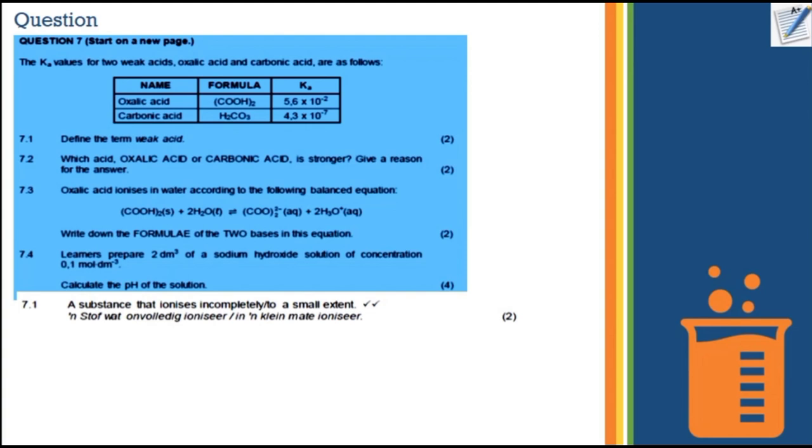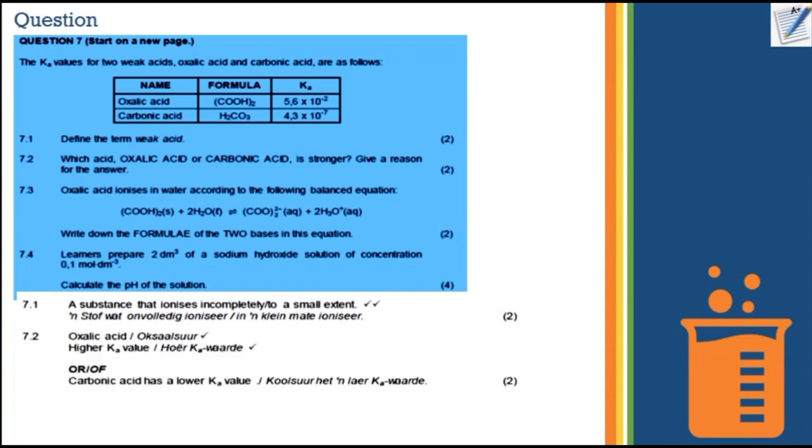Well, a weak acid, as you may remember, is a substance that ionizes incompletely in solution, or you can say to a small extent. All right, so that's the definition of a weak acid. Then we go to 7.2. Which acid, oxalic acid or carbonic acid, is stronger? Give a reason for your answer. I can hear you saying it. Yes, the stronger acid is oxalic acid. What's the reason for that? Because it has a higher Ka value. All right? So obviously carbonic acid is the weaker acid because it has a lower value.